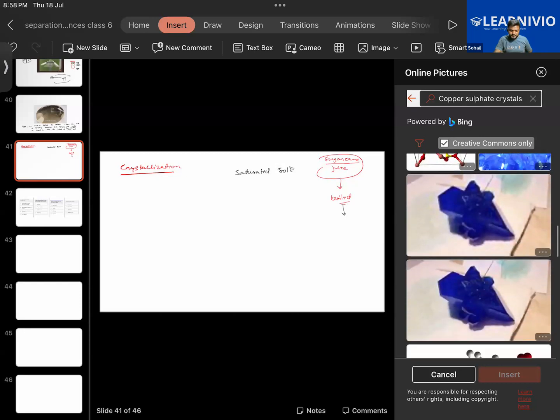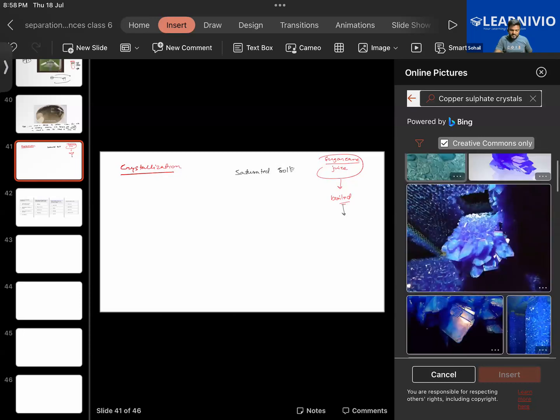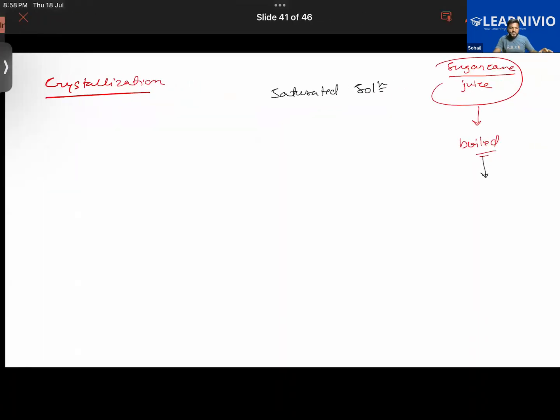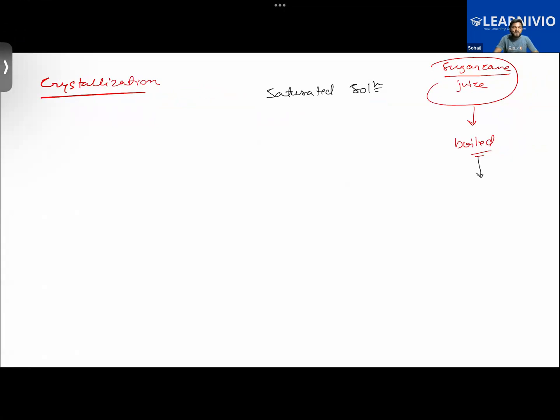As you can see over here, these are copper sulfate crystals. Copper sulfate crystals can also be obtained from an impure mixture via the process of crystallization. Talking about how it is used as a separation technique, here we would be obtaining a solid substance from an impure liquid mixture.